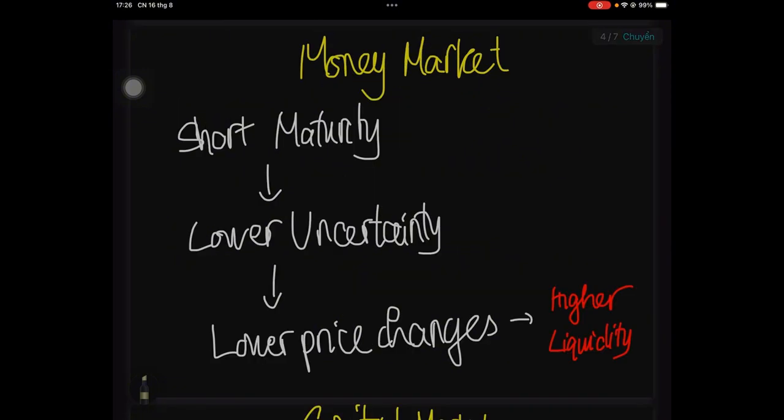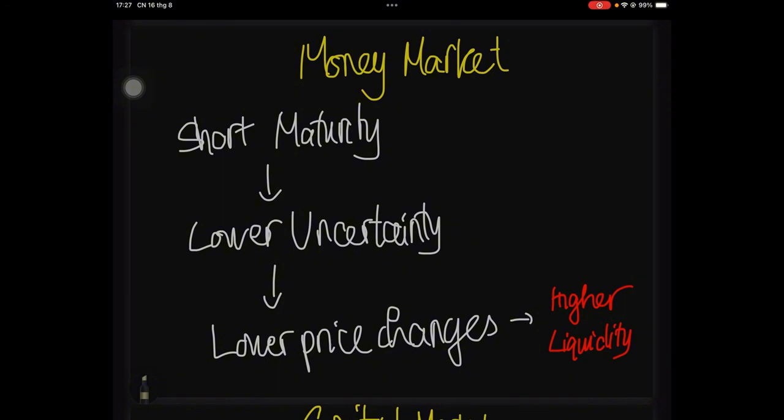One important characteristic of money markets is liquidity. Liquidity means how easily an asset can be converted into cash without a significant loss in value. Money market securities are usually highly liquid because their maturity is very short. Consider two investments. Investment A matures in 3 months. Investment B matures in 20 years.